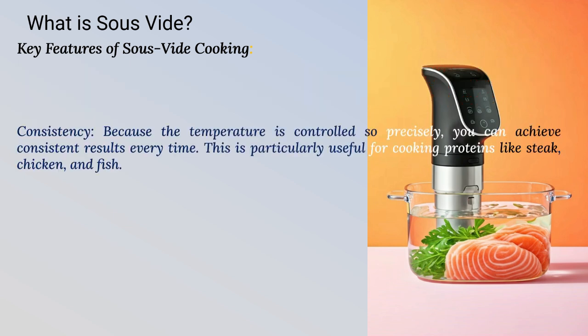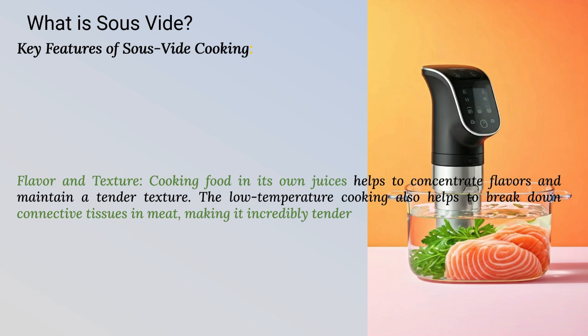Consistency. Because the temperature is controlled so precisely, you can achieve consistent results every time. So every time you cook 150 grams of beef steak by this method, I'm just giving you one example, once you fix the temperature and cooking time, it will give you a consistent result every time. And that is the advantage of sous vide cooking. Clear?